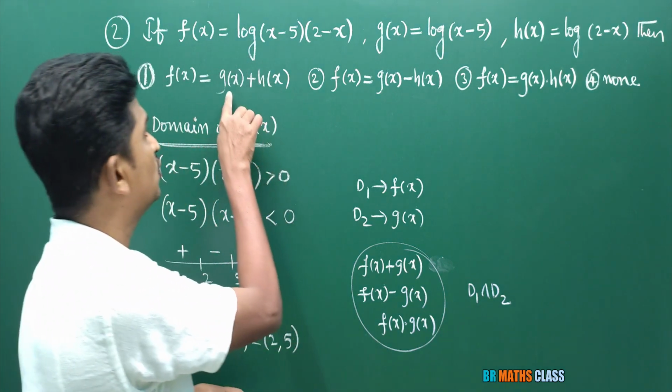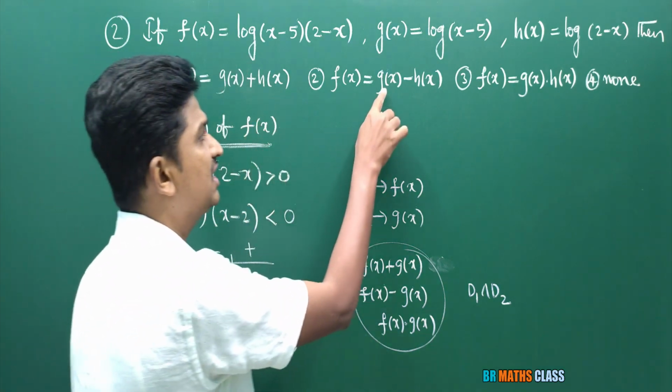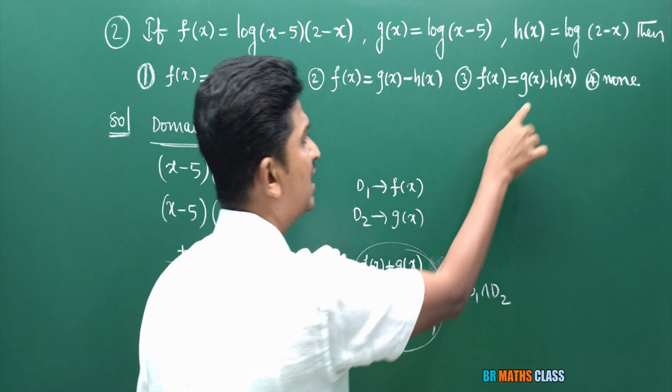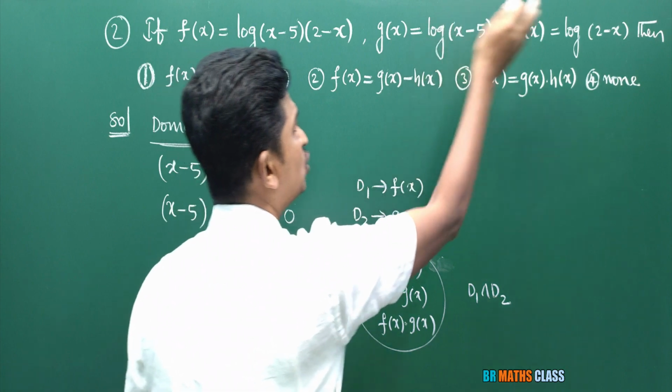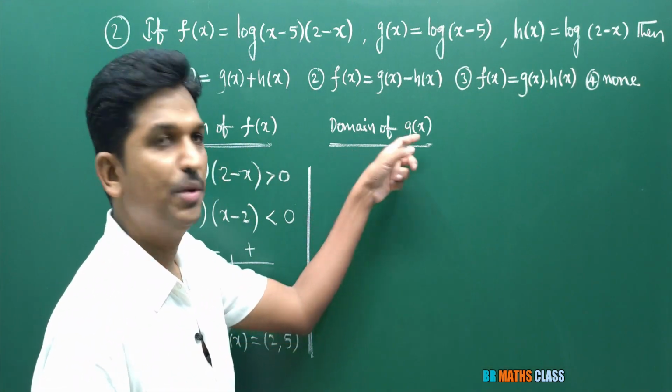So, to calculate the domain of g of x plus h of x, g of x minus h of x, and g of x into h of x, I will calculate the domain of g of x and the domain of h of x. First, the domain of g of x.